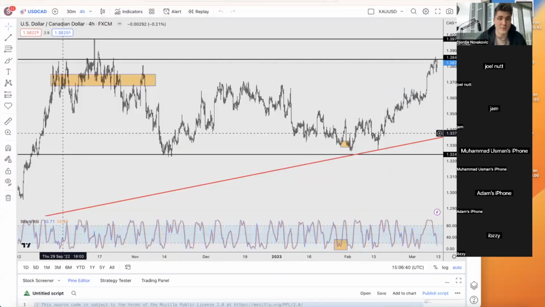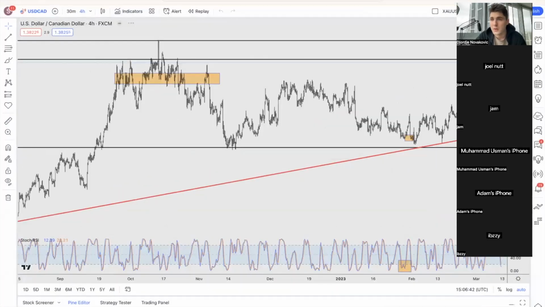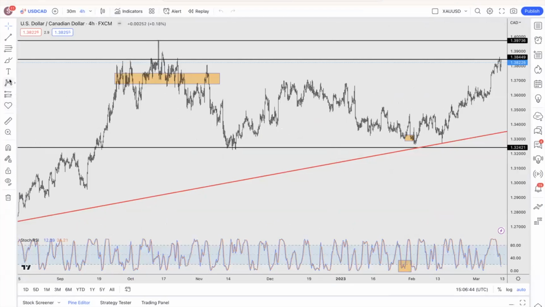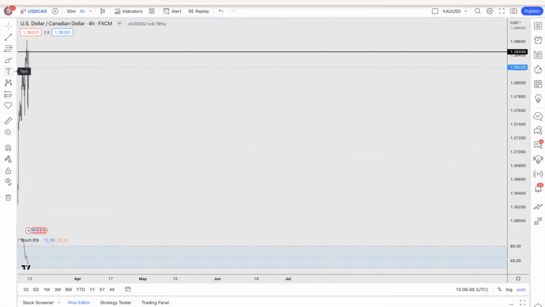So the first thing I want to do is start with the risk management. Okay, so I'm going to do that. Perfect. Oh, actually, you know what I can do? Widescreen.